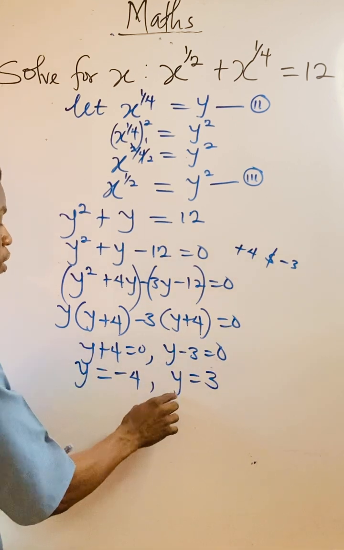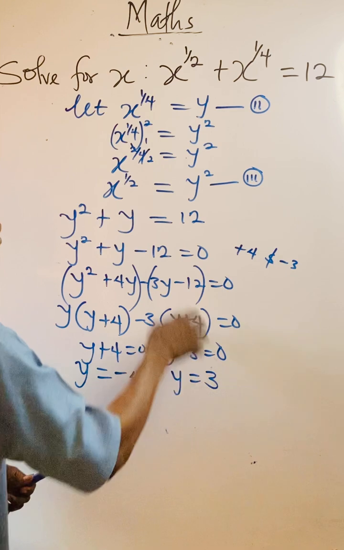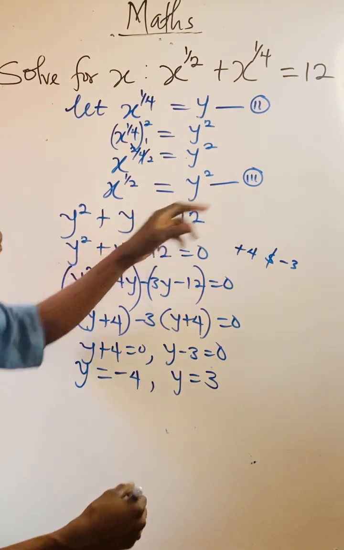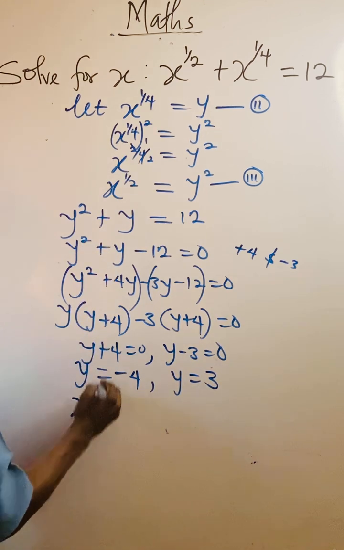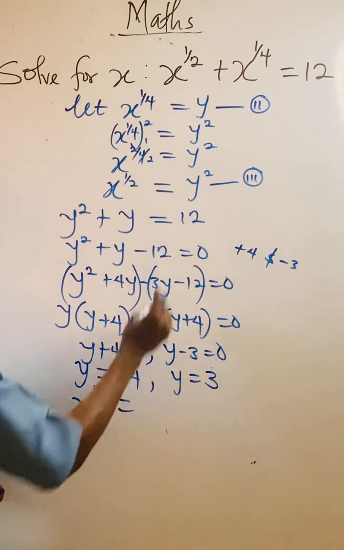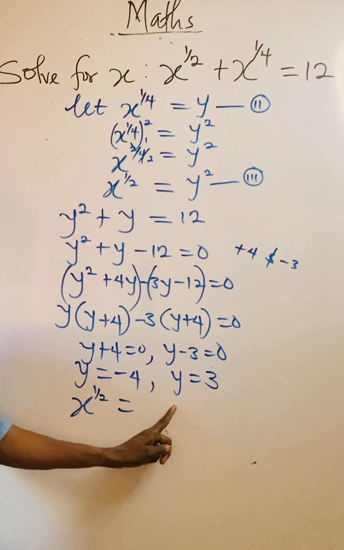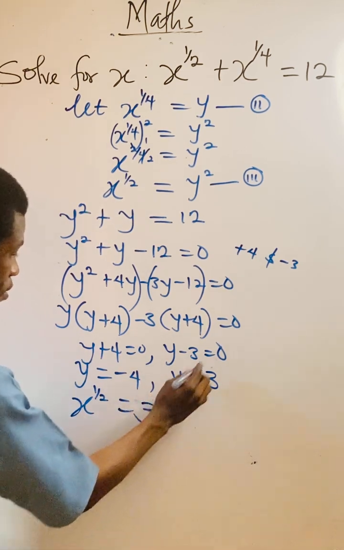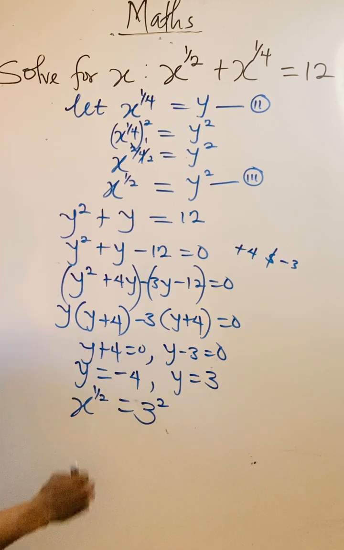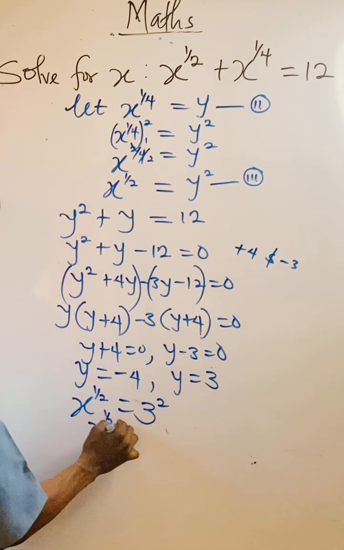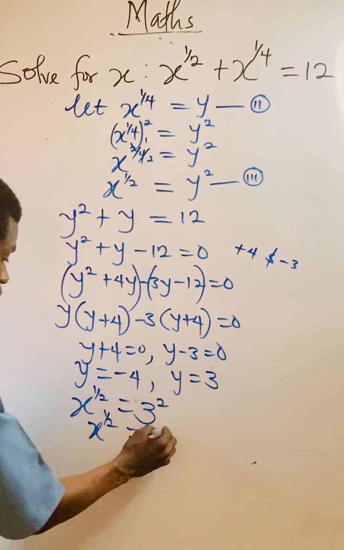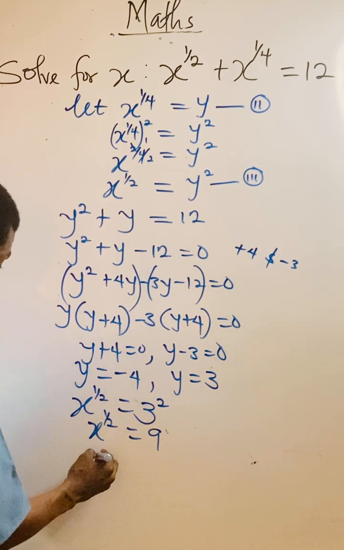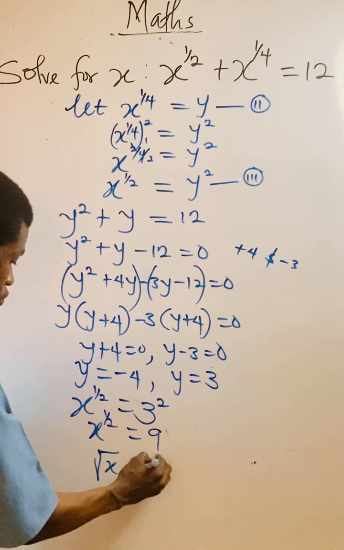If we want to move further, we ignore the negative sign and work with the positive. So when y is equal to 3, back to equation 3, we know that x to the power of 1 over 2 equal to y squared. Then we replace it with 3 squared. Therefore, x to the power of 1 over 2 equal to 3 squared, which is 9. Never forget that x to the power of 1 over 2 is the same thing as root x, which is equal to 9.